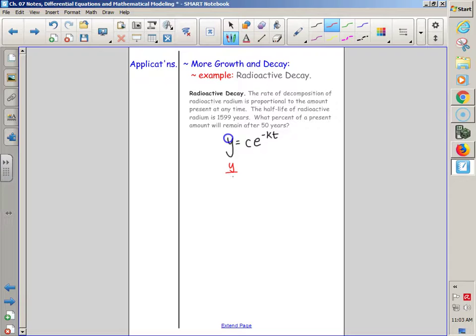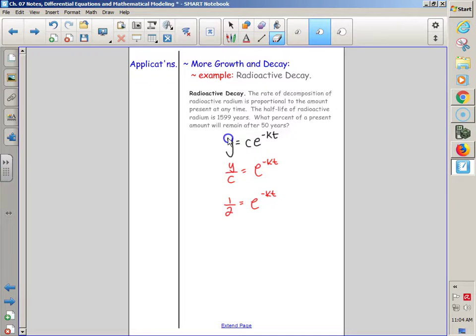Y over C, isn't that the ratio? Like the percentage of what's remaining, right? So if you have 20 and you had 10, you have 200%, or double of what you had. If you have 5 and you had 10, you have half of what you had. This is kind of like a ratio, right? So can't I say half-life? Just make the ratio 1/2.